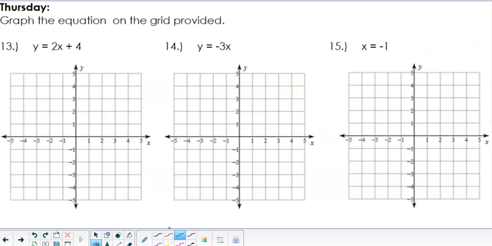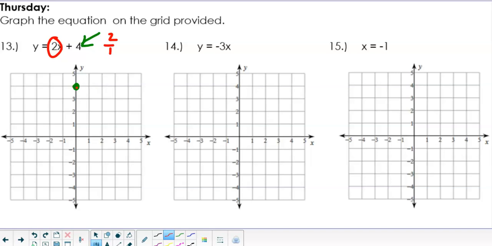This section asks you to graph the equations on the grid provided. We're going to start graphing by putting a point at our y-intercept. And then we're going to follow the directions of the slope. Now, slope is always a fraction. So if it's not a fraction, you give it a denominator of 1. So we have a y-intercept of 4 and a slope of 2 over 1.